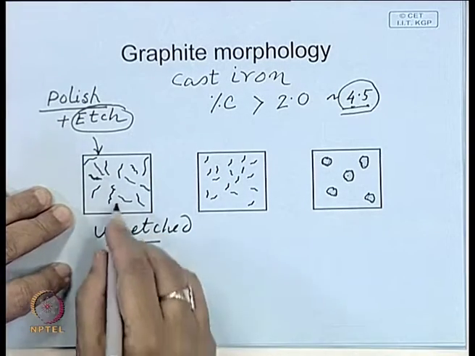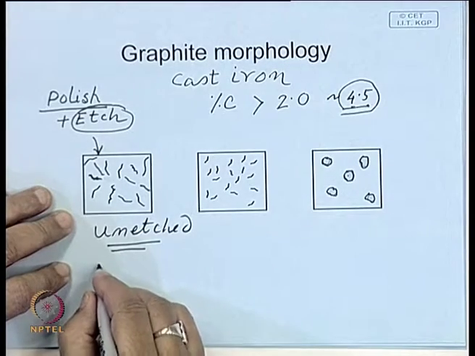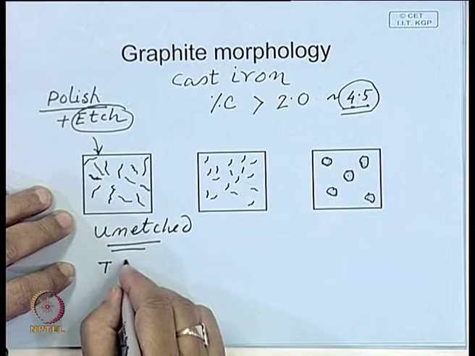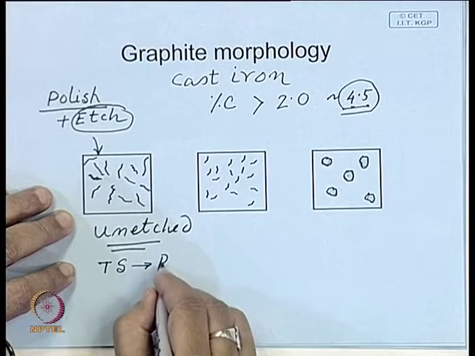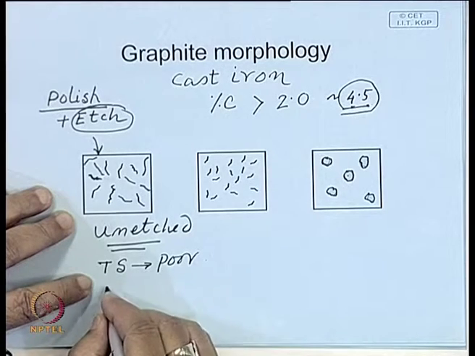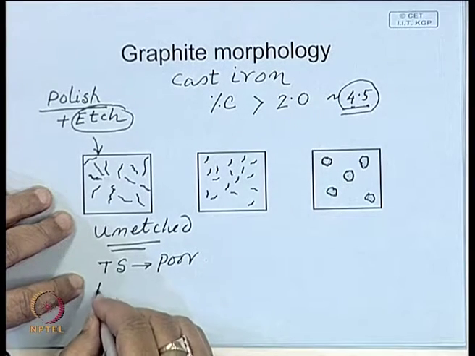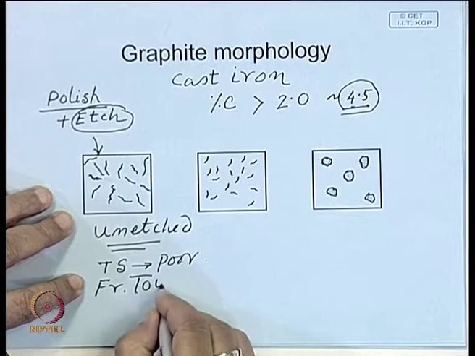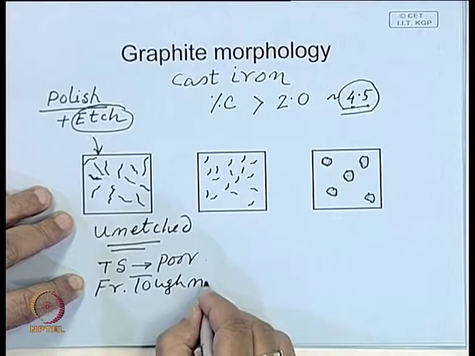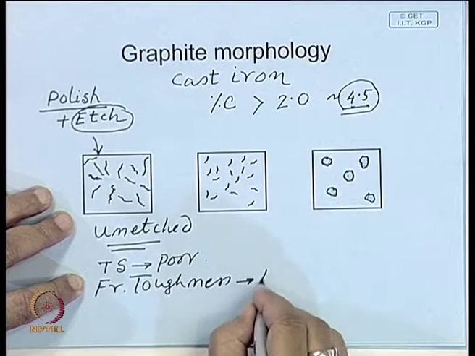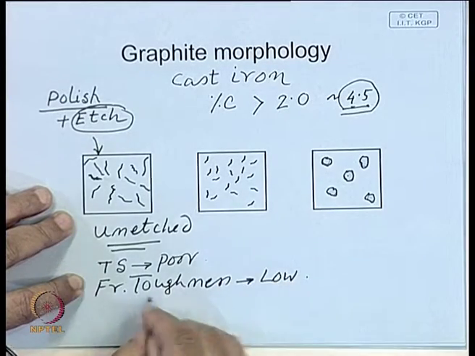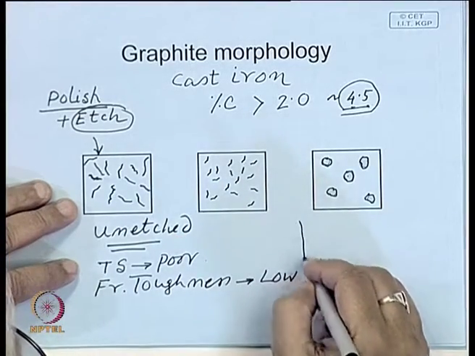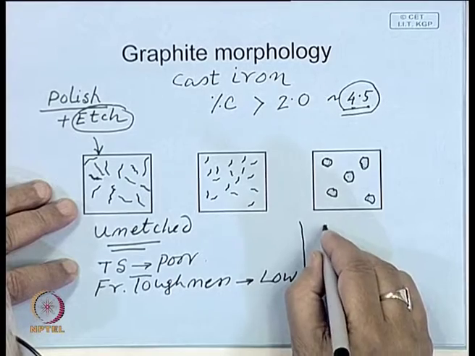So, the properties that you expect, they will have poor tensile strength. They will fracture easily, that fracture toughness will be very low. But the presence of this kind of graphite phase gives cast iron a very good property called damping property.